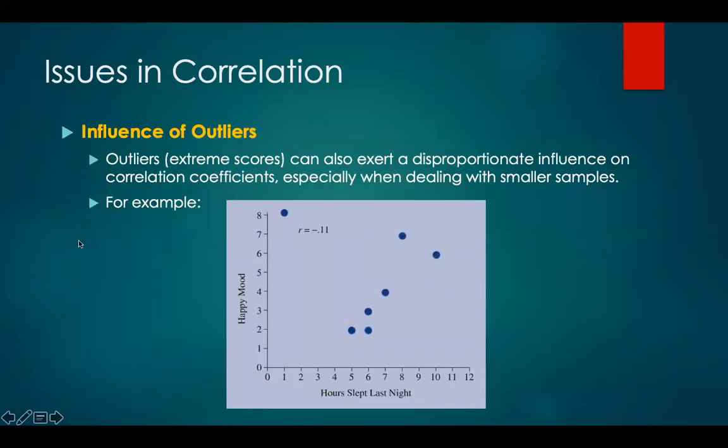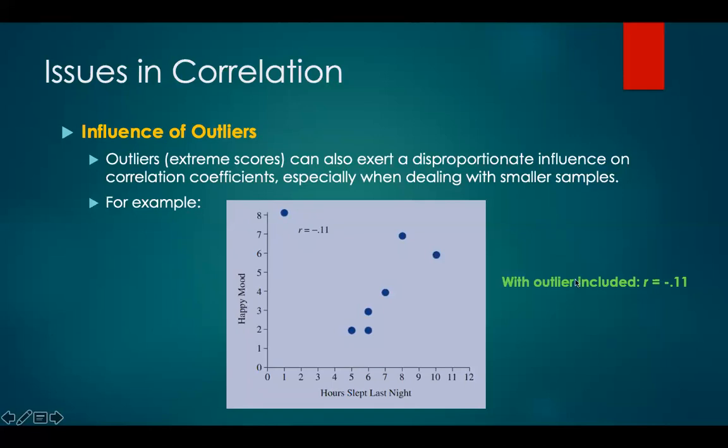Another issue in correlation is the influence of outliers. Take a look at the score here. So outliers, or extreme scores, can also exert a disproportionate influence on correlation coefficients, especially when dealing with smaller samples. So here is a graph of the relationship between hours slept last night and happy mood, and we have an outlier up here.